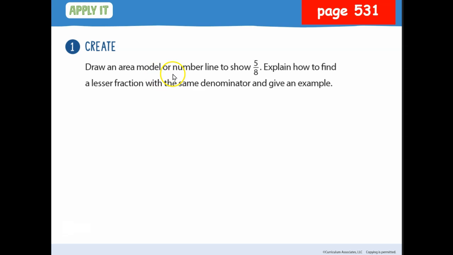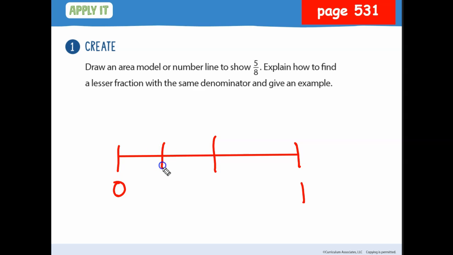It says draw an area model or number line to show 5/8. All right. I'll draw a number line. Follow along. This is 0 here. This is 1. 5/8. I have to divide this into how many sections? My denominator, the number at the bottom, tells me how many are total. So again, how many sections am I going to need? 8. I could just divide it in half, right? That's 2. Divide each of those sections in half, and then divide those sections in half. Now that's 8.